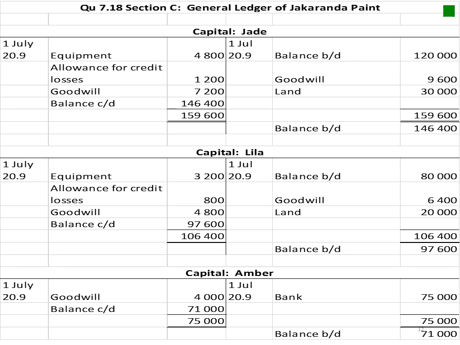So the final thing to do in this question then is just to calculate the closing balances. Jade has a closing balance of 146,400. Before the admission of Amber, his balance was 120. It's increased because there was a net increase in the value of the assets that was journalized before Amber joined. In the same way, Lila has also increased from 80 to 97,600. Amber paid 75,000, but 4,000 of that was for goodwill, and we've reversed the goodwill. So that means Amber's capital account is sitting at 71,000.